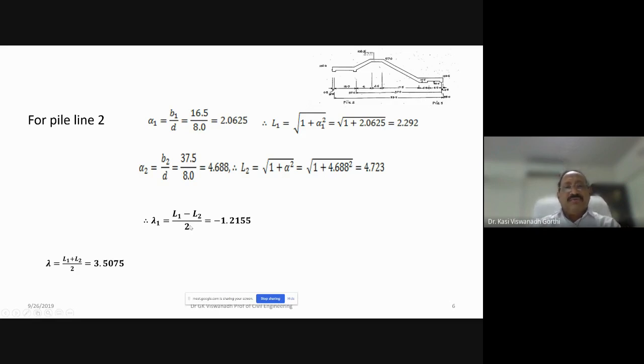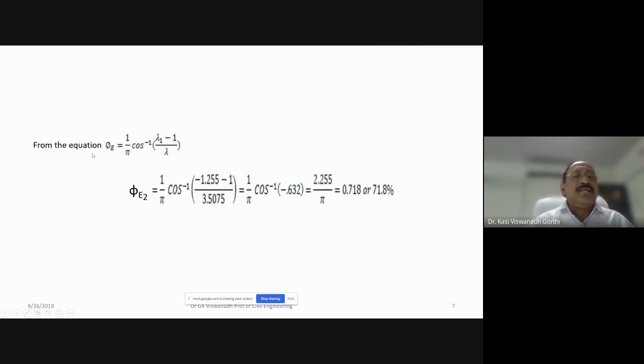Once you know the values of L1 and L2, lambda 1 will be equal to (L1 minus L2) by 2. You get a negative value here because L1 is less. L1 is only 2.2 and L2 is 4.7. So (L1 minus L2) by 2 is minus 1.2155. Lambda would be equal to (L1 plus L2) by 2, which is 3.5075. Once you get the values of lambda 1 and lambda, substituting them, the pressure at junction point E, phi E, will be 1 by pi cos inverse of lambda 1 by lambda. Substituting that, you get 71.8% as the pressure at junction point 2.